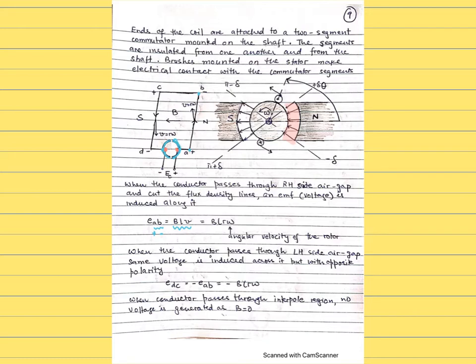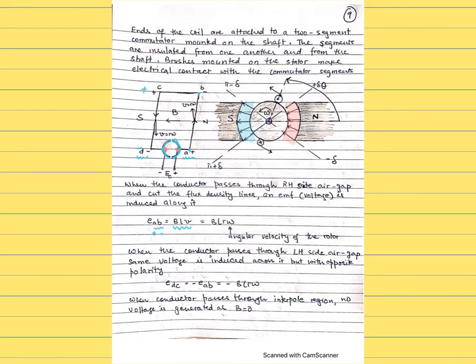Okay, so that's what we looked at, the voltage from A to B. The induced voltage from A to B is BLR times omega. Now, when the conductor passes through the left-hand side air gap, so we saw that now it's going into the page. So we saw that the voltage induced is actually given by the top end positive and the bottom end negative. So we saw that the second finger is pointing from bottom to top, right? Now, if you want to see which end is coinciding with A, it's actually the D, right?